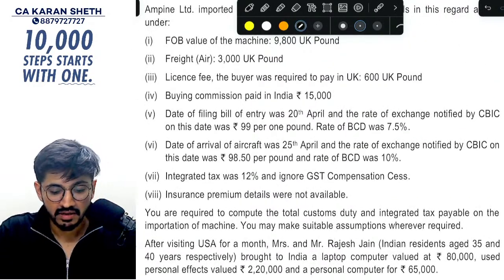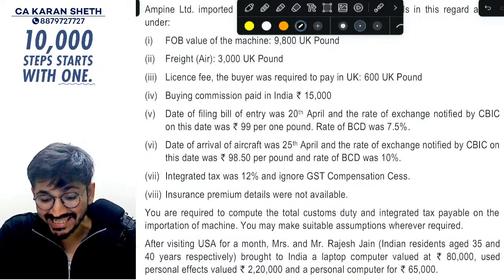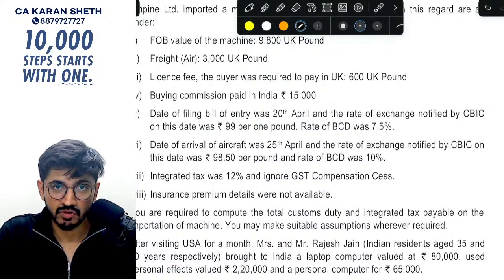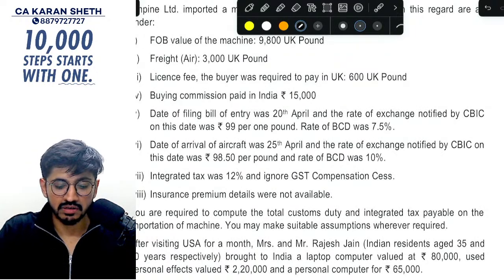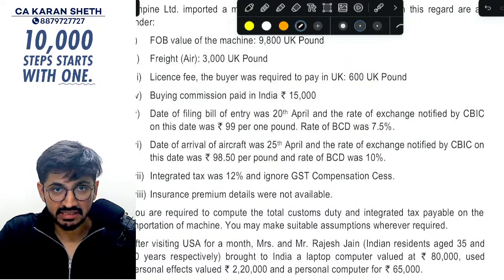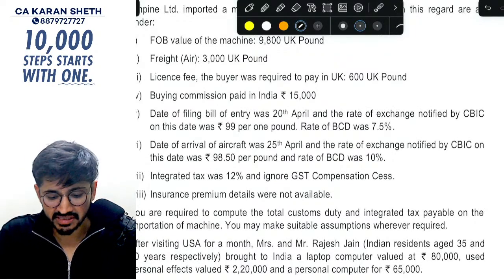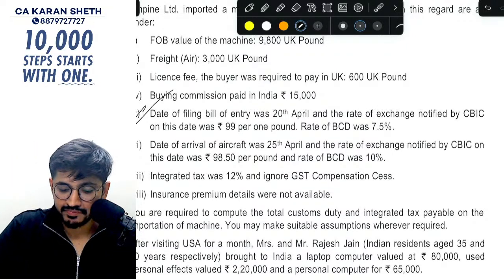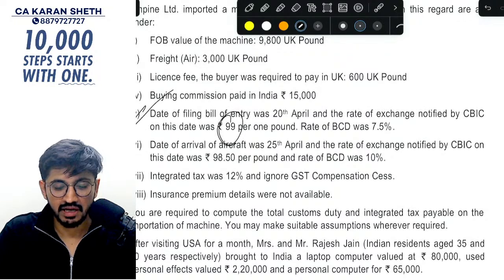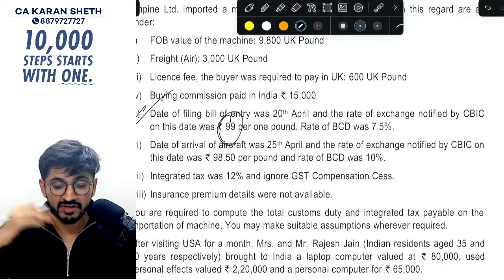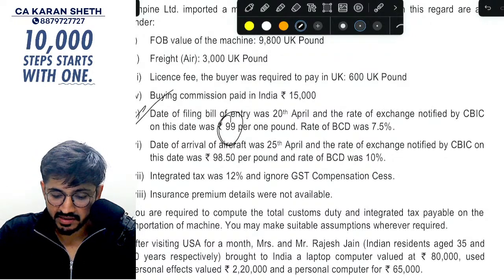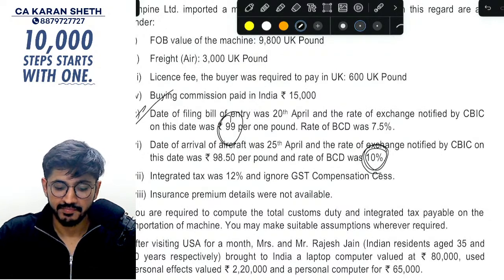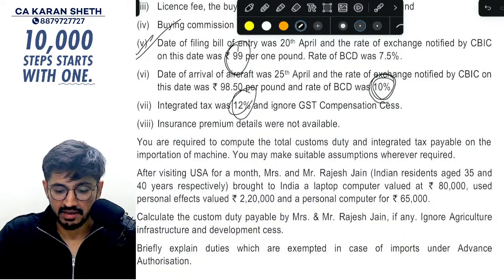Yes, you have the rate. Which rate will you pick up, my dear friends? Obviously in case of import of goods, the rate of exchange and the rate of duty need to be taken into consideration. Rate of exchange will be clearly the date of filing bill of entry, that is 99, and the rate of BCD will be the date of filing bill of entry or date of arrival of aircraft, whichever is later, and that is 10%, if I'm not wrong. Yeah, 10%. Okay. And then take IGST 12%.